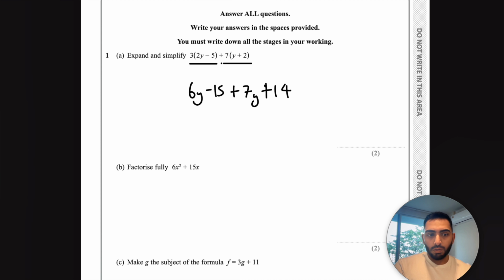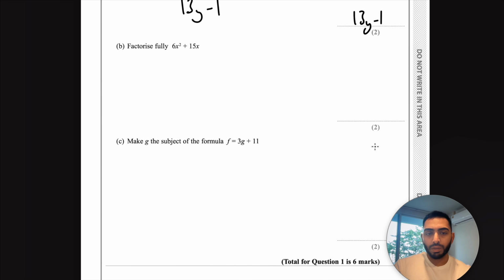Let's collect up all of the y's. So we've got 6y there and 7y there. 6y plus 7y would give me 13 lots of y. And then we've got this negative 15 plus 14. Negative 15 plus 14 would be negative 1. So it'd be 13y, take away 1.